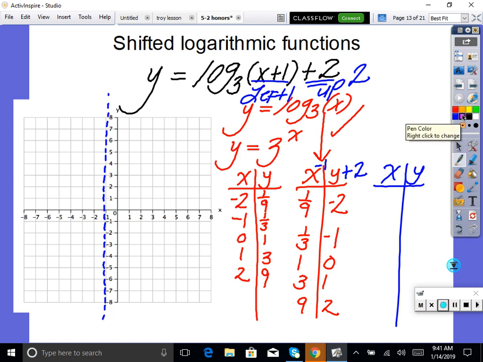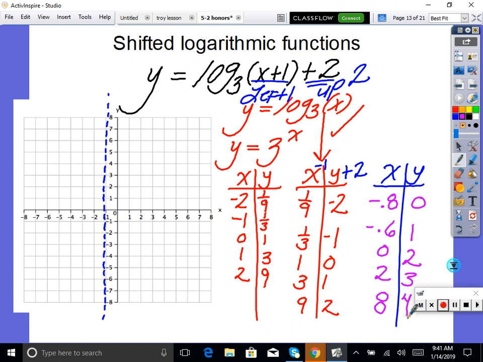Alright, so now decimals are fine for graphing. 1/9 minus 1 is like -0.8. 1/3 minus 1 is like -0.6. 1 minus 1 is 0. 3 minus 1 is 2. 9 minus 1 is 8. Super straightforward. -2 plus 2 is 0. -1 plus 2 is 1. 0 plus 2 is 2. 1 plus 2 is 3. And then 2 plus 2 is 4.